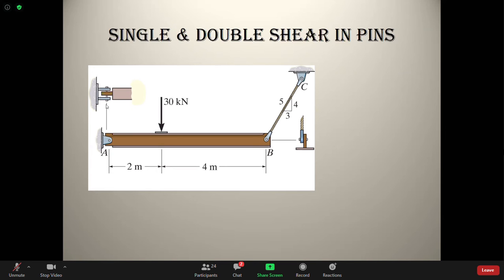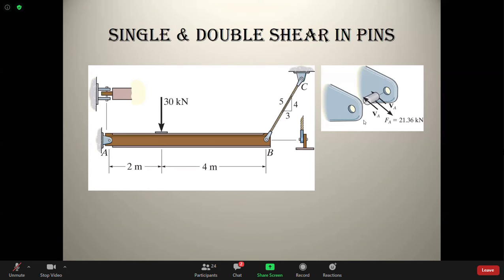So this is a pin in double shear. This is a pin in single shear. When you use a pin in double shear, you have to double the area. So the shear stress will be V divided by twice the area, because there are two areas. And this will be only one area, V divided by the area. This is how we define single and double shear.